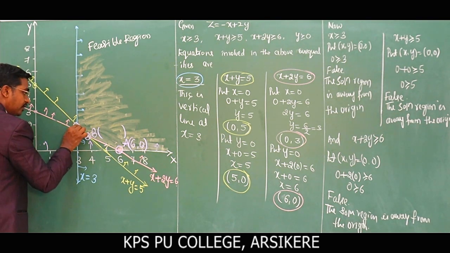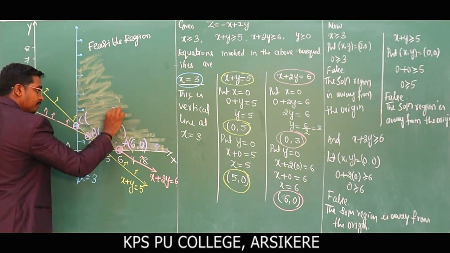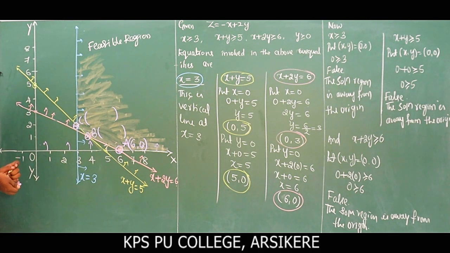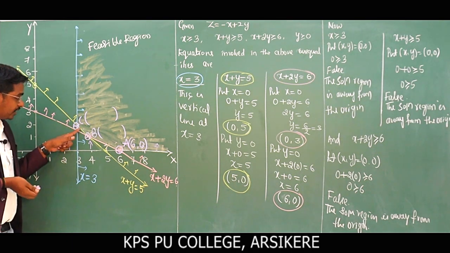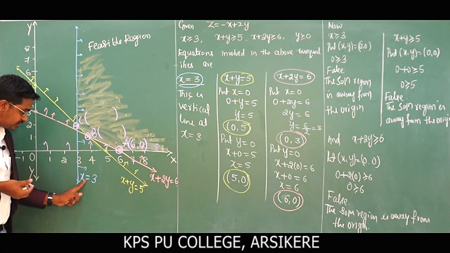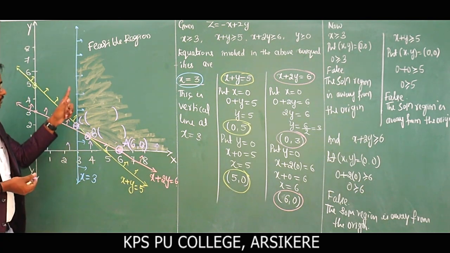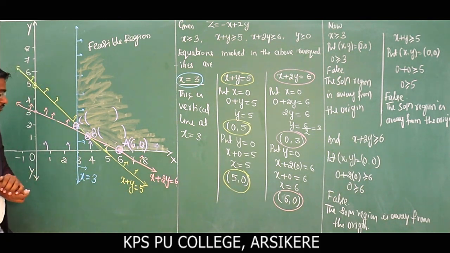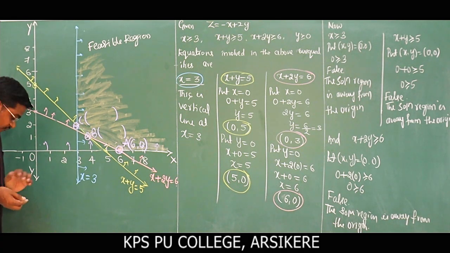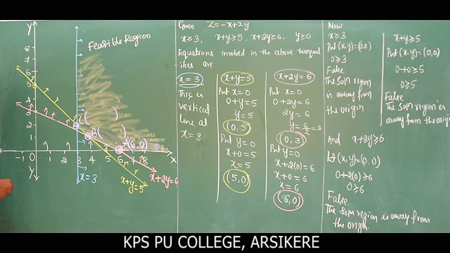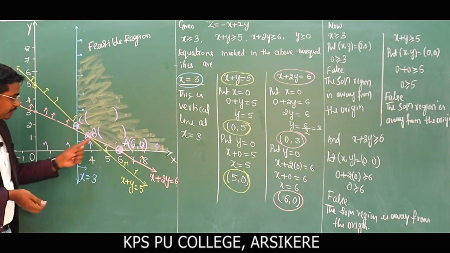Similarly, for this point here, I will take this as point C. What is the point here? Point C is obtained by solving the equations x is equal to 3 and another one, x plus y is equal to 5. X plus y is equal to 5. Okay, now first find the point A, then find the point B.